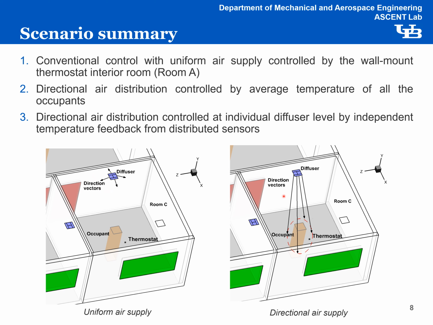The next scenario examines the directional diffusers that use contextual information from distributed sensors to control the HVAC operation. The distributed sensors allow the ventilation system to adapt to changes in the room. For the second scenario, the HVAC operation is controlled by the average temperature of all the occupants, whereas for the third scenario, each room is independently controlled by a thermostat placed near the occupant.